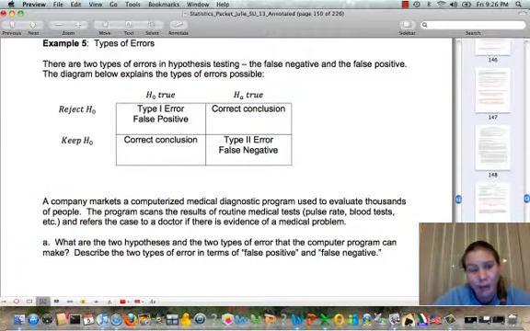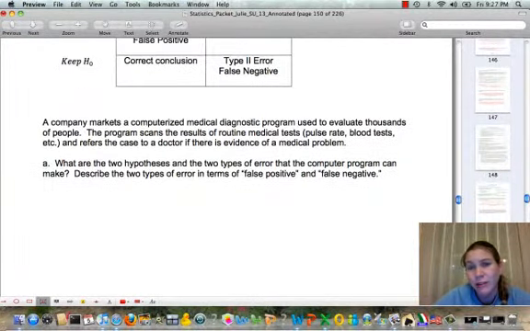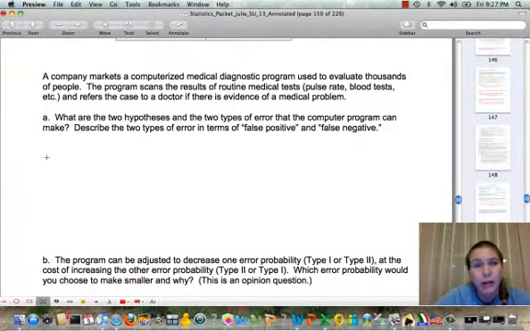So let's look at this example. A company markets a computerized medical diagnostic program used to evaluate thousands of people. The program scans the results of routine medical tests, so pulse rate, blood tests, etc., and refers the case to a doctor if there is evidence of a medical problem. Question A asks, what are the two hypotheses and the two types of error that the computer program can make? Describe the two types of error in terms of false positive and false negative. So we've got to explain, first of all, the two hypotheses, and then we'll look at the possible errors.